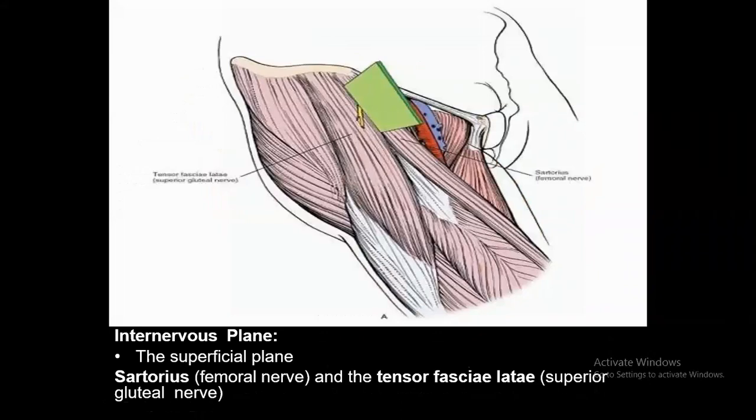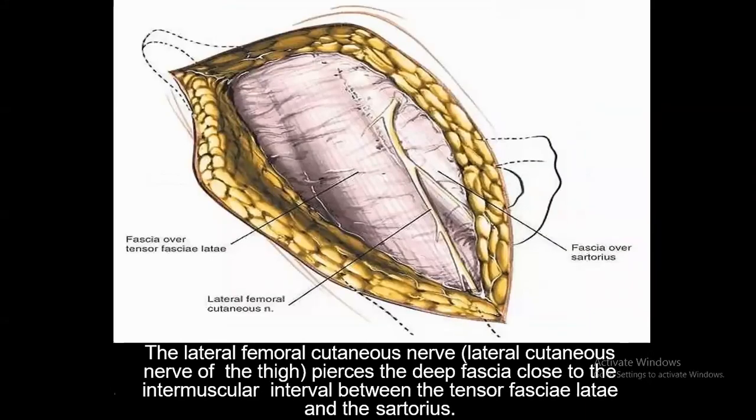Internervous plane: superficial plane, sartorius. Sartorius is supplied by the femoral nerve, and tensor fasciae lata is supplied by the superior gluteal nerve. The lateral femoral cutaneous nerve, also called the lateral cutaneous nerve of the thigh, pierces the deep fascia close to the intermuscular interval between the tensor fasciae lata and the sartorius.